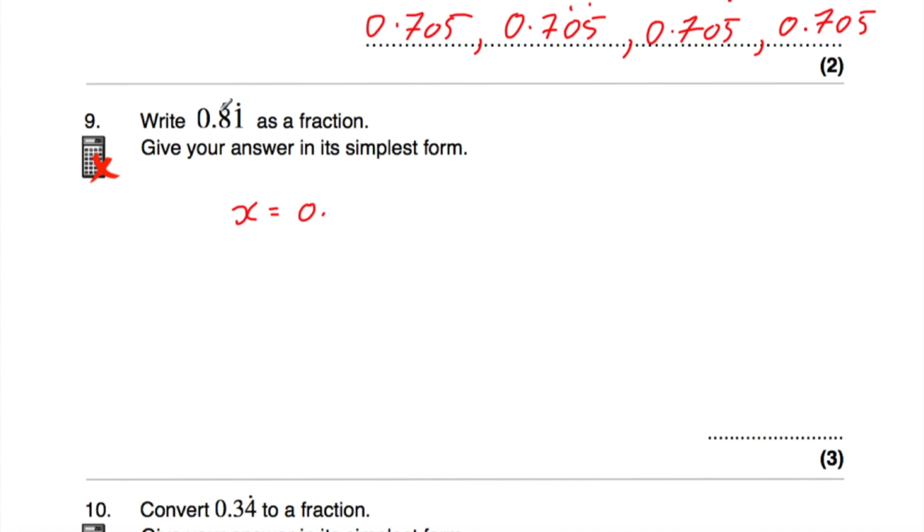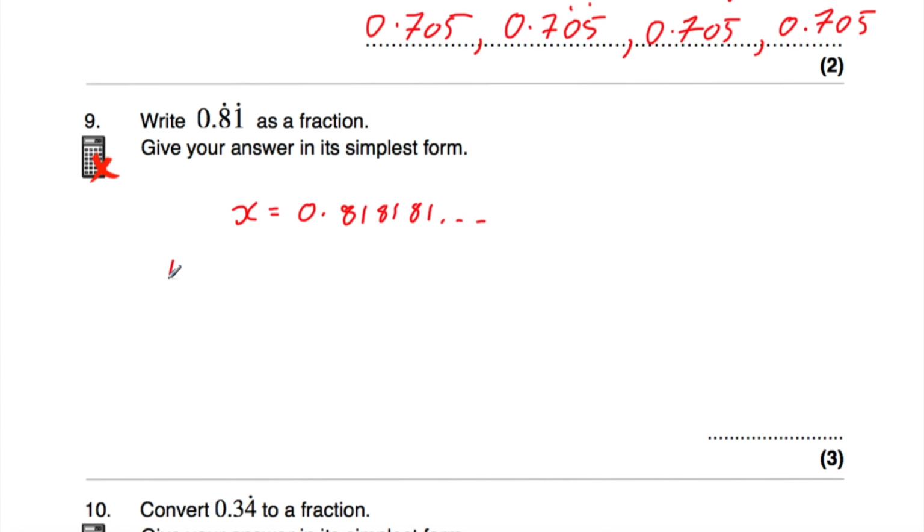There's 0 point, and it's with a dot above the 8 and the 1, which means they both repeat, so it's going to be 81, 81, 81, and so on. Okay, so that's x. Now we want to find another number which has the same bit after the decimal point, 81, 81, 81, 81, and so on. We're going to times this by 10 or 100 or 1,000 and so on. If I times this by 10, it would be 8.18181818, and that's not 81, 81, 81, 81. So I'm not going to multiply this by 10. I'm actually going to multiply by 100.